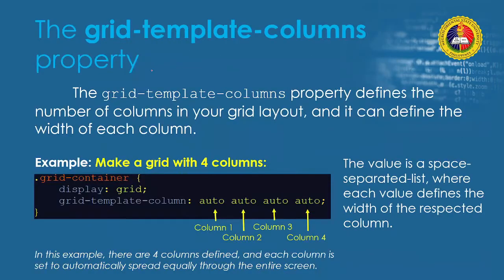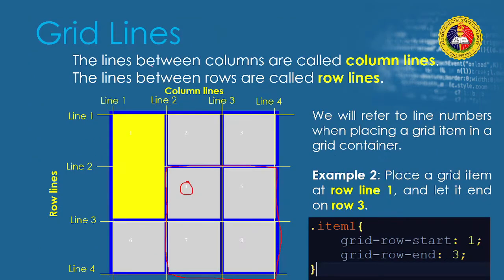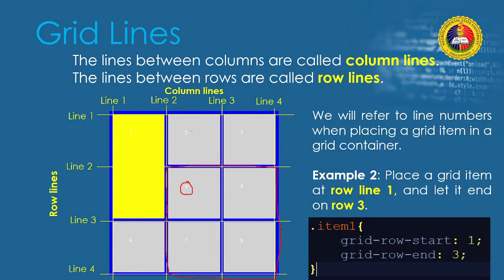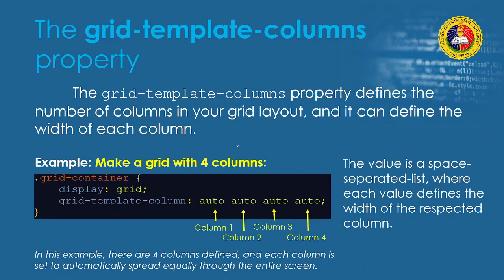Alright, next. The grid template columns. Now, first is unsaon nato paggama ning 3 columns, 3 rows. Alright, so that is then our next topic. The grid template columns property defines the number of columns in your grid layout, and it can define the width of each column. So for us to start creating our grid, we have to determine how many columns do we want. Okay? Pila siguro ka columns atong kinahanglan. So in our example, there are 1, 2, 3, right? Okay, since we want to create 3 columns, then therefore we just have to write 3 values.